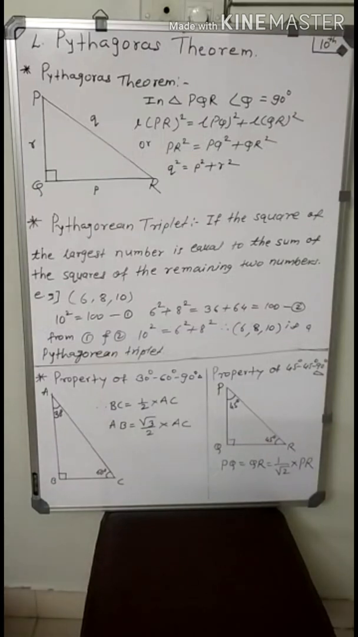In your textbook, some solved examples are given. You have to solve them. The proof of Pythagoras theorem we will see later. Now you have to solve the solved examples from page number 32 and 31. These two properties are given. You have to write them, and on these properties two examples are given. You have to solve them.